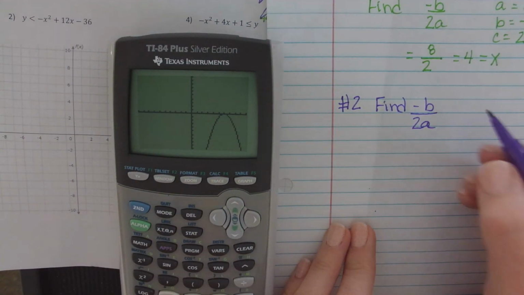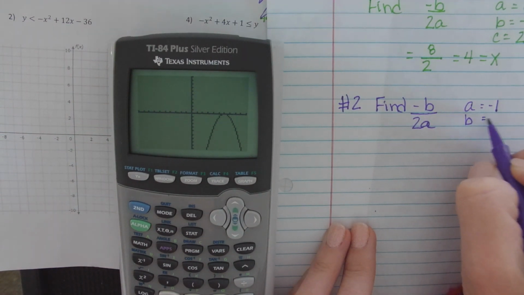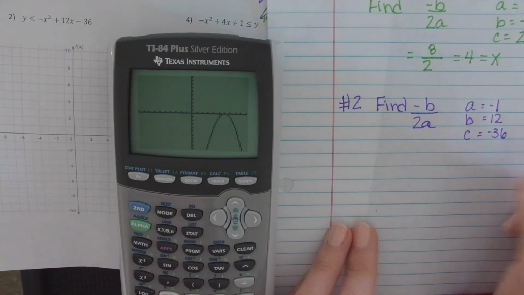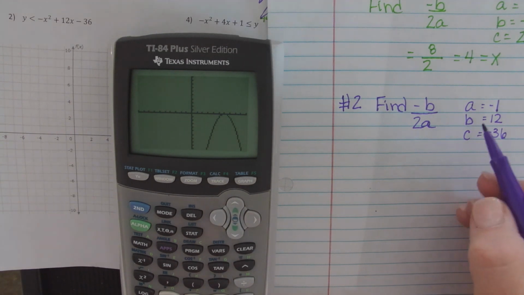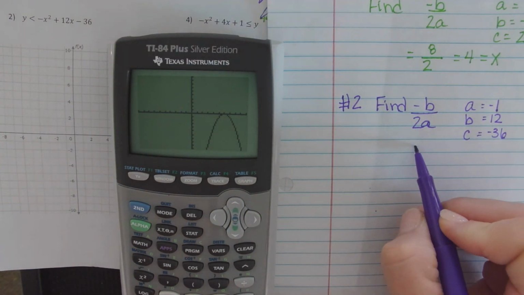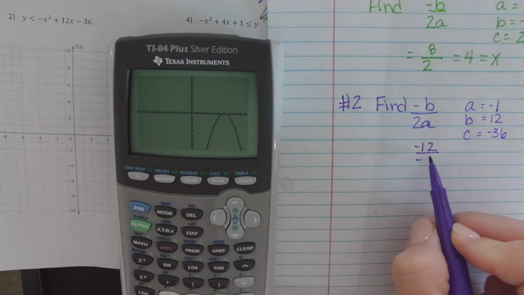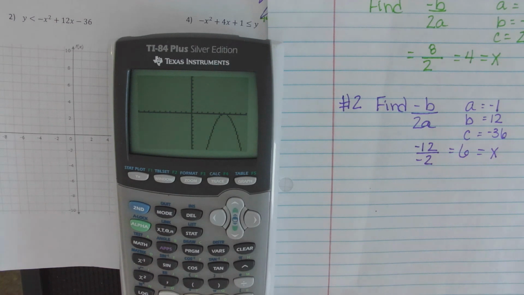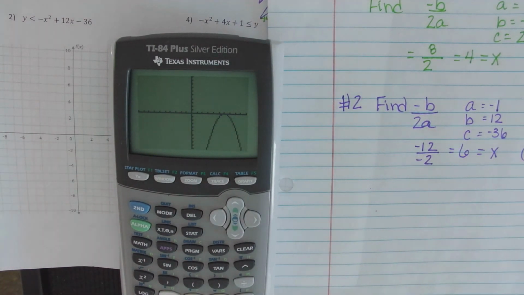All right, so we have a is negative 1, b is 12, c is negative 36. Don't use c, but that's okay. So do the math. The opposite of 12 is negative 12 over 2 times a, which is negative 2. I get positive 6 for your x on the vertex. Please make sure you get the same.